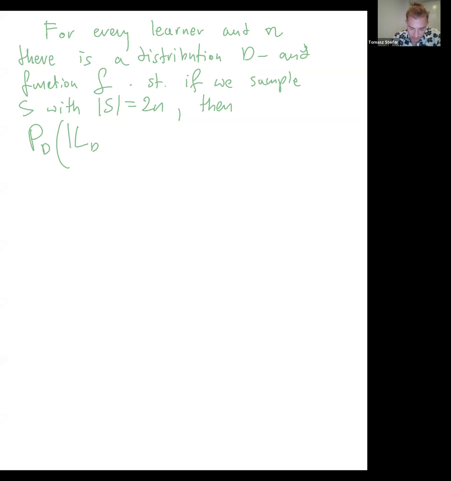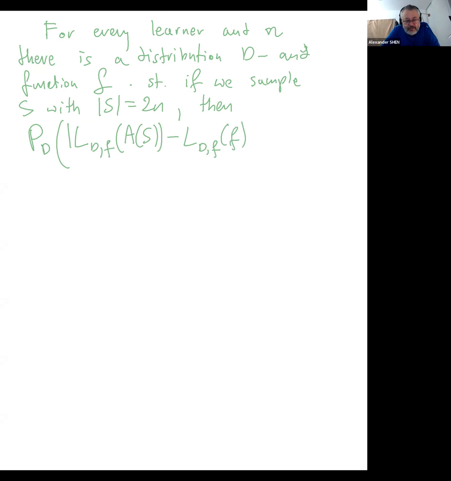So the difference between the expected error of what our learner says on S and what the function says is greater than, say, 1/7 with probability bigger than 1/8. So this shows. Sorry, let me ask again.